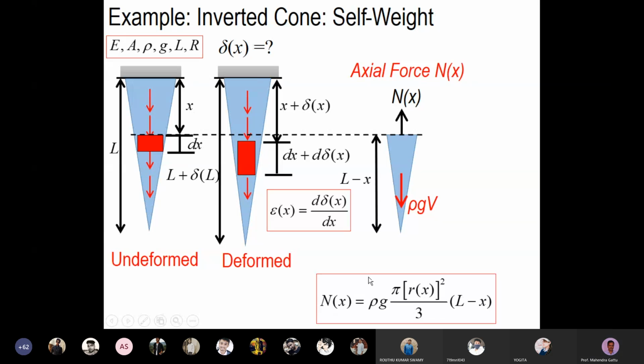So N of x will be rho g times volume. Volume of cone is 1 by 3 pi r square h. The h value is L minus x.